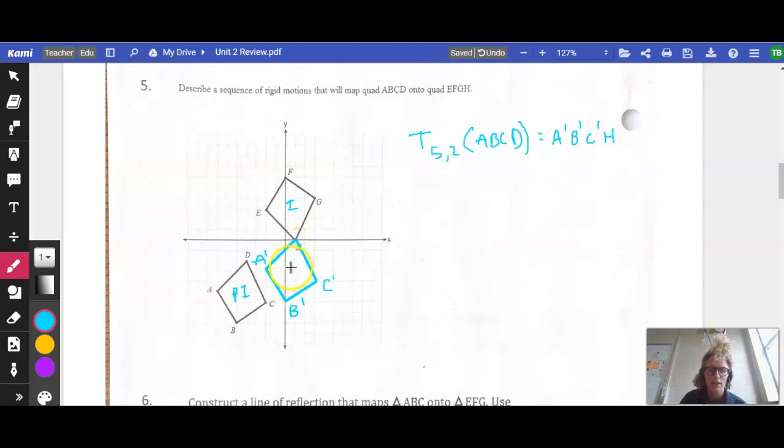Now I need to reflect it over this line because my orientation changed. I should have done that before, but I didn't. This one was counterclockwise. This one was clockwise. So I know a reflection occurred. So it's a reflection across the x-axis, which is otherwise known as y equals 0. I'm going to call it the x-axis. And I'm taking A prime, B prime, C prime, H, and making it E, F, G, H. There you go.